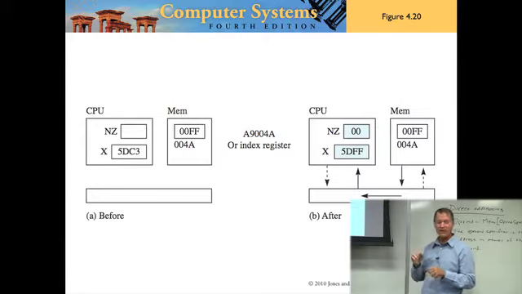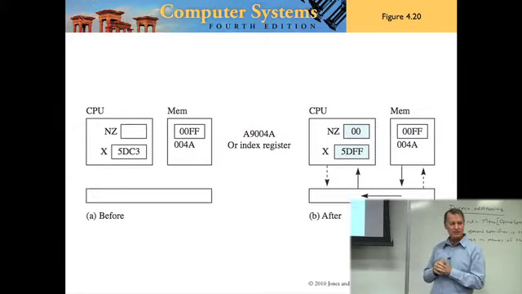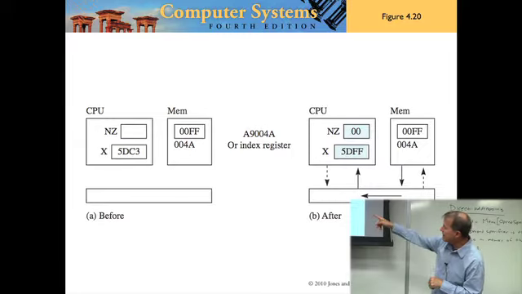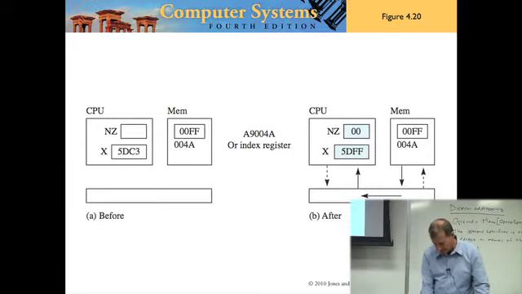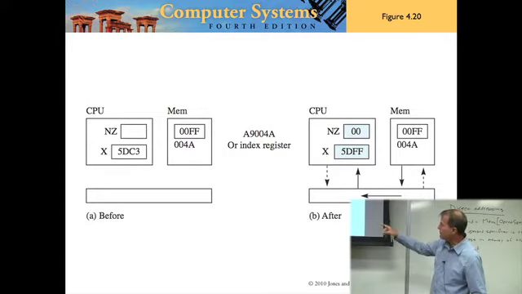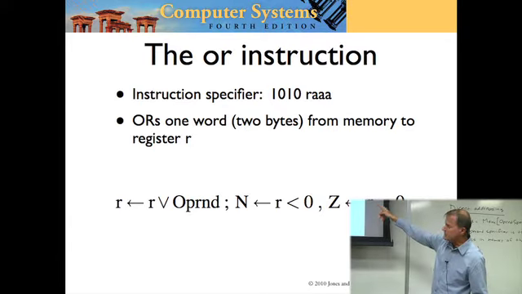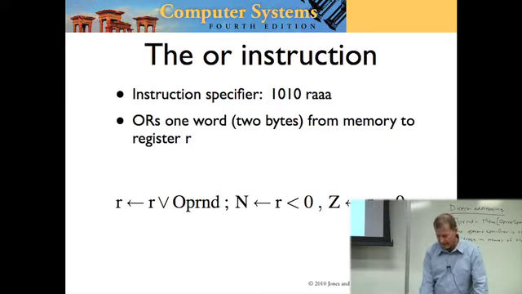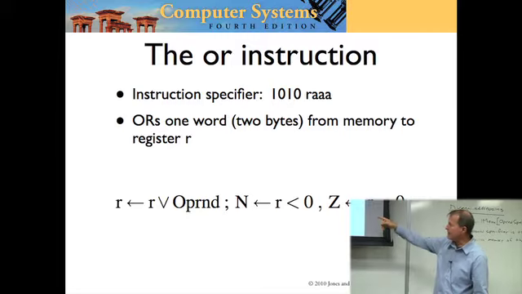So regardless of what it is, if you AND it with 0, it makes it 0. If you OR it with 1, it makes it 1. Is the instruction specifier 1010? It's A9. It's 1010. Is that right? Yeah, 1010. There it is, the instruction specifier, and that's the hex letter A.